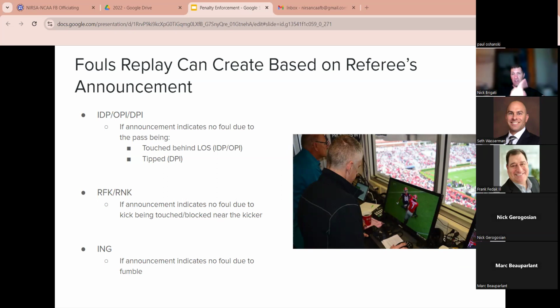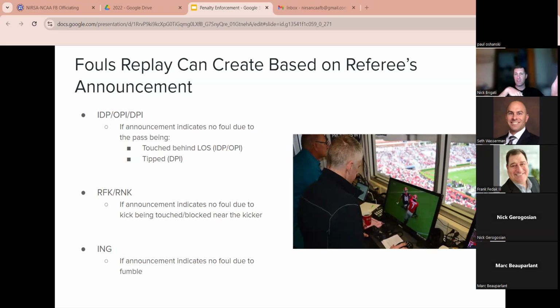But on this slide that I just pulled up, these are situations where replay can determine some point of fact that, based on a referee's announcement, lets replay tell us that the thing that you said was why you didn't call this is actually not true. So we can put a flag down. That's not replay creating a foul per se. That's replay telling us something that we thought was untrue.